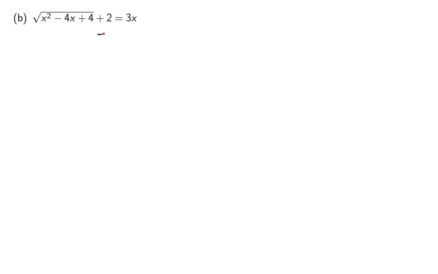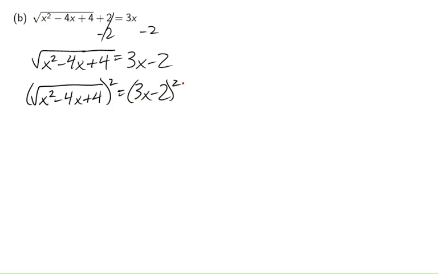Now for this one, I'll go ahead and subtract 2 from both sides to get the square root by itself. And I get the square root of x squared minus 4x plus 4 equals 3x minus 2. And now again, we'll square both sides of the equation. And we need to be careful again when we're squaring this term. Use your correct algebra. The left side's easy, but for the right side, I'll let you write this out any way you want to check me behind it, but I'm going to use the special formula.